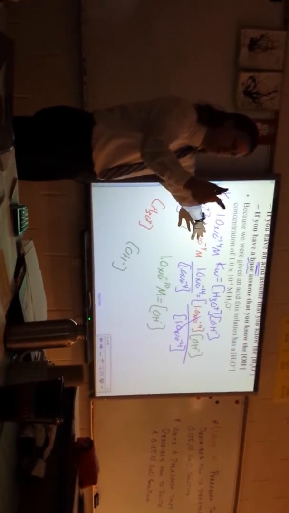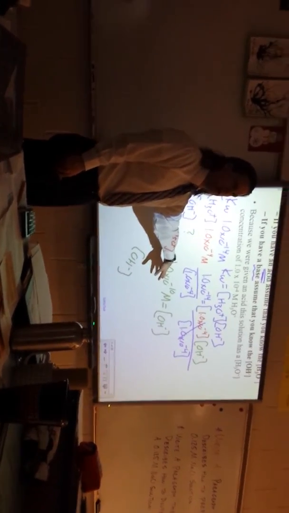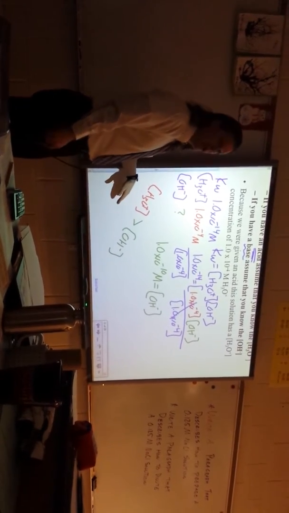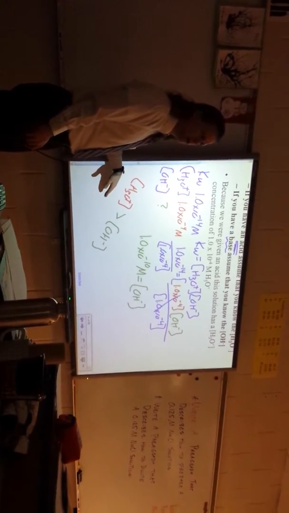H3O plus or OH minus in this case? H3O plus is bigger. This is 0.0001. This is like 0.000000000 and a 1. So this one is significantly larger. So our math suggests that this is definitely an acid. You follow that so far?